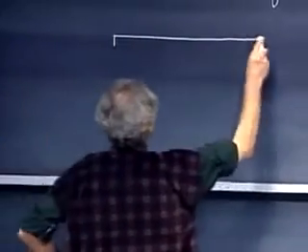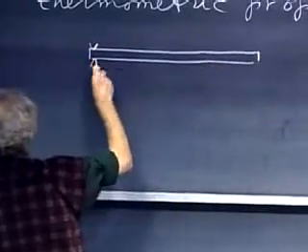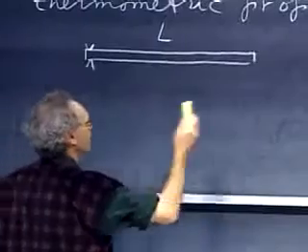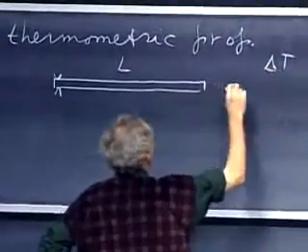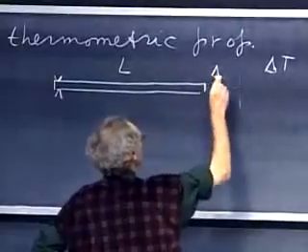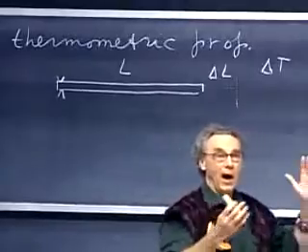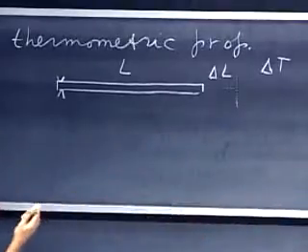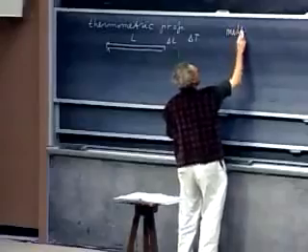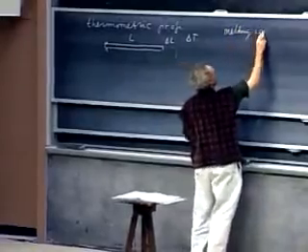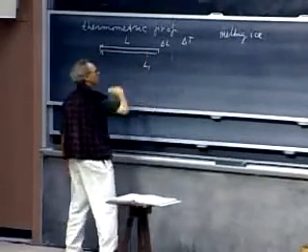For instance, here is a bar of some material. I clamp it in here. It has length L. And I increase the temperature by an amount delta T, and it gets longer by a certain amount delta L. I could put the whole thing in melting ice. And I could say, aha, the length then is L1.